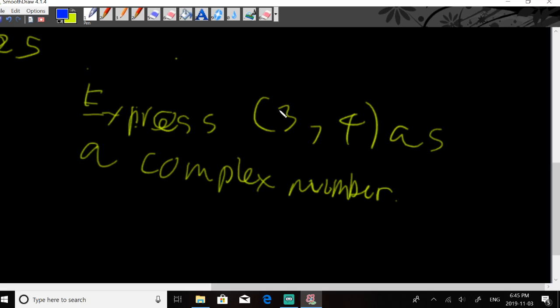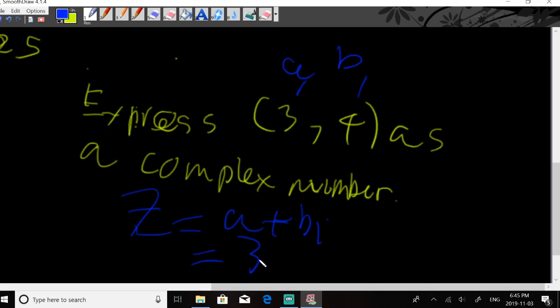So this is basically a, this is b. So z equals a plus bi, equals 3 plus 4i. Pretty simple.